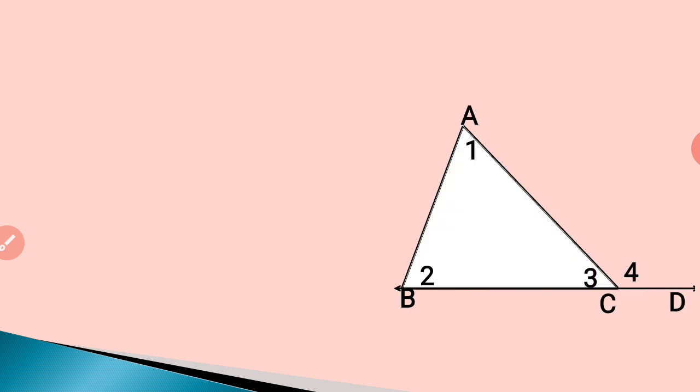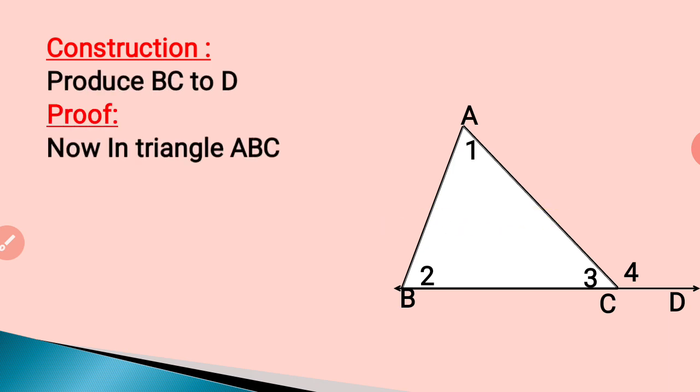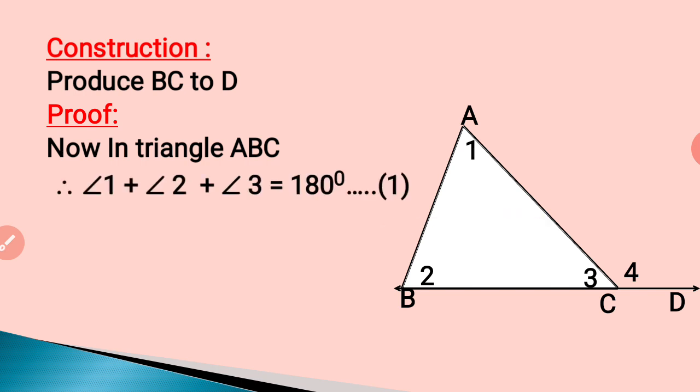Let's begin with the solution. The same construction that we have discussed, we have noted it now. We are starting with the proof here in triangle ABC. As we have already studied the angle sum property, we are going to use it here. We can say that angle 1 plus 2 plus 3 is equal to 180 degrees. This is by the use of the angle sum property, or angle sum theorem rather.